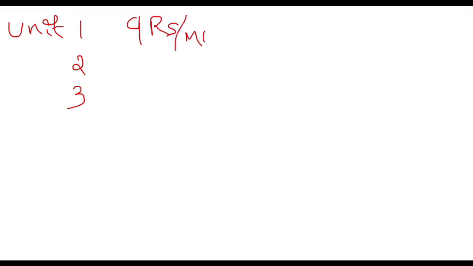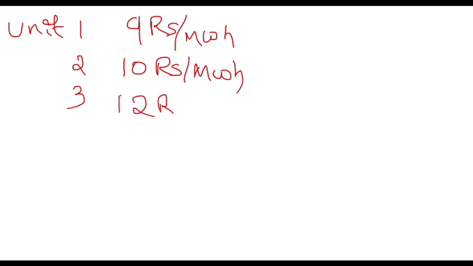Let us take an example. Let us take there are 3 units available in the generating station: Unit 1, Unit 2, Unit 3. The full load average production cost for Unit 1 is, let us take, 9 rupees per megawatt hour. For Unit 2 it is 10 rupees per megawatt hour. For Unit 3, let us take, it is 12 rupees per megawatt hour.